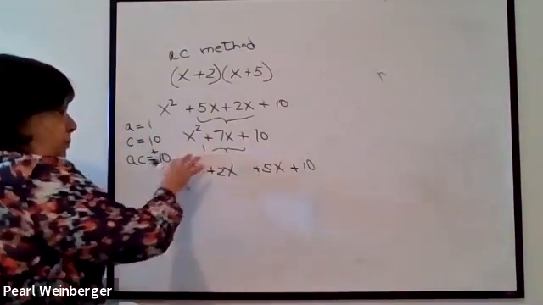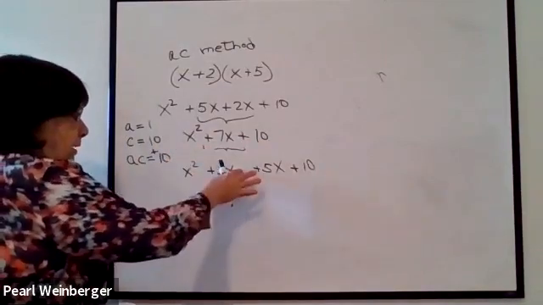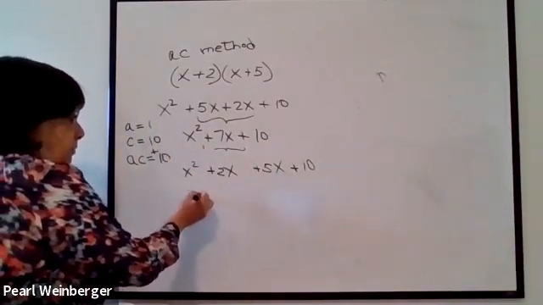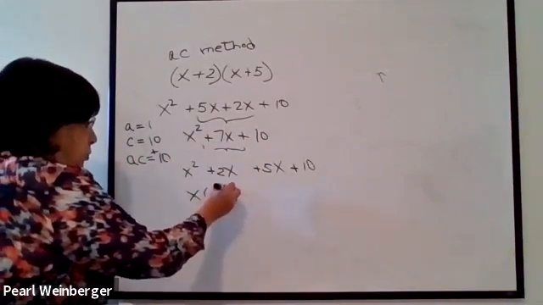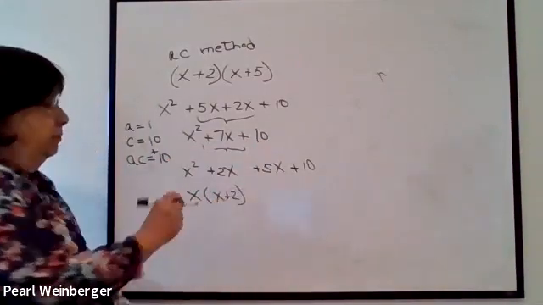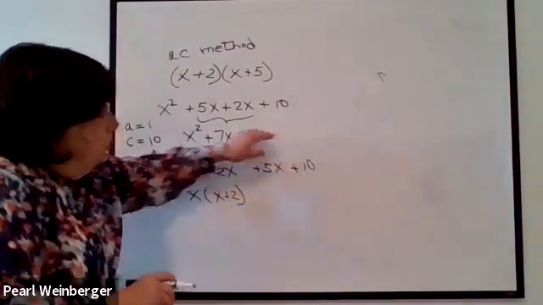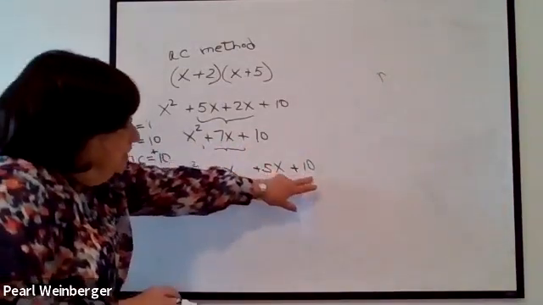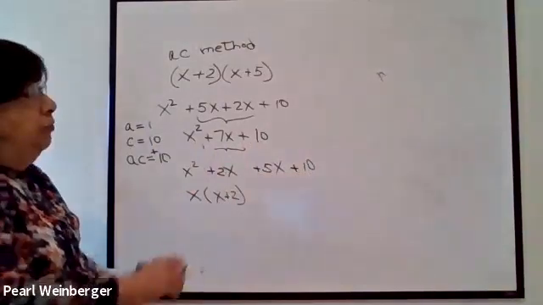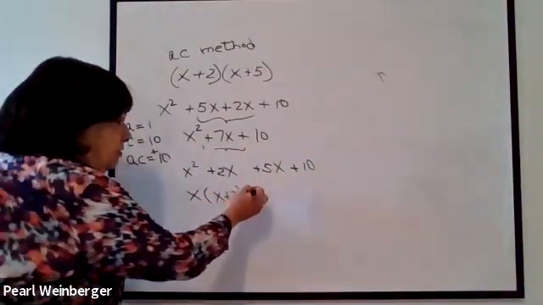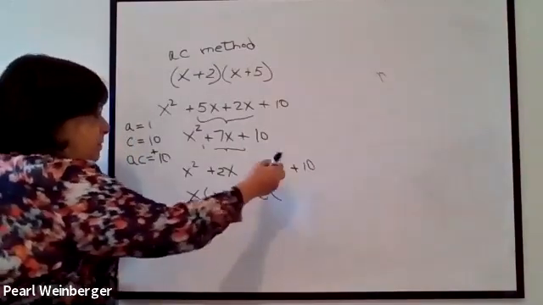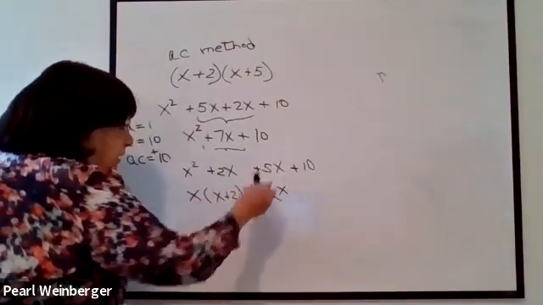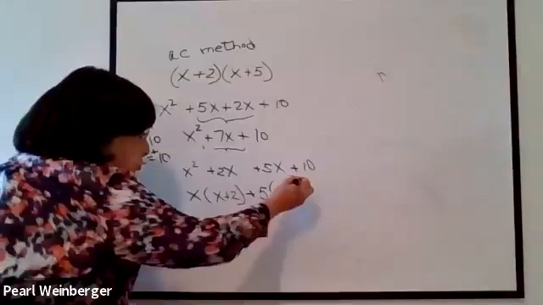My first group is the x squared and the 2x, which has a common factor of x. So I'll put x on the outside and x plus 2 on the inside. My second group is 5x plus 10. So therefore, my common factor in that second group is 5. So I put the 5 on the outside. That 5 into 5x gives me x. 5 into 10 is 2.